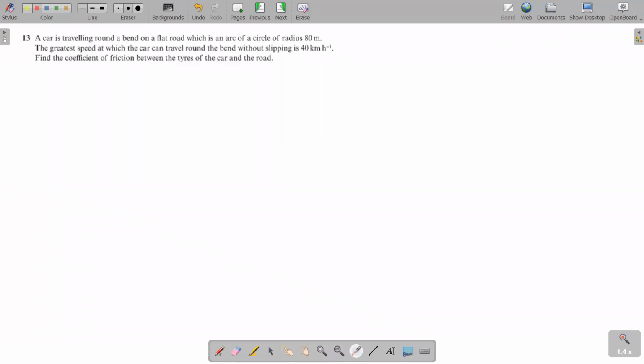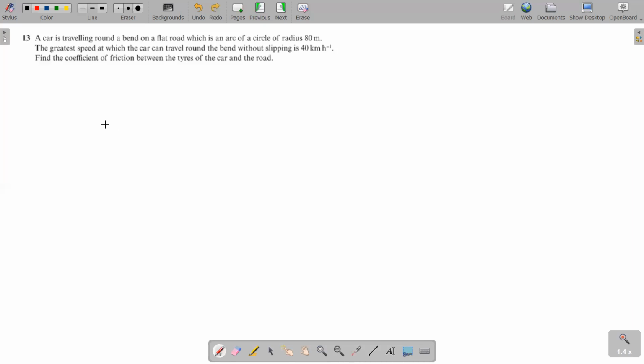Okay, so question number 13. A car is traveling around a bend on a flat road, which is an arc of a circle of radius 80 meters. The greatest speed at which the car can travel around the bend without slipping is 40 km per hour. Find the coefficient of friction between the tires of the car and the road. Once again, we have a circular motion happening here. A car is moving around in circular motion.